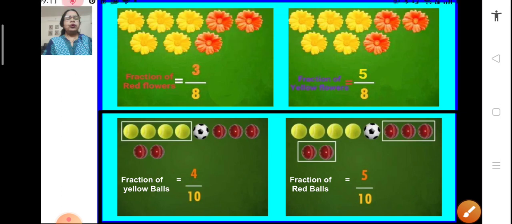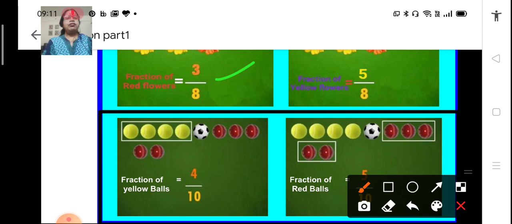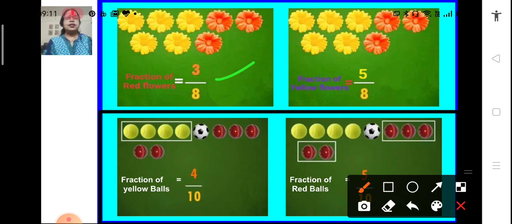Now look at a few more examples. So here we have flowers. How many flowers are there? There are a total of 8 flowers. And how many flowers are red? 3 flowers are red. So what fraction of flowers are red? Fraction of red flowers is 3 upon 8. In this picture, again we have 8 flowers. And how many flowers are yellow? They are 5. So the fraction of yellow flowers is 5 upon 8 or 5 out of 8.